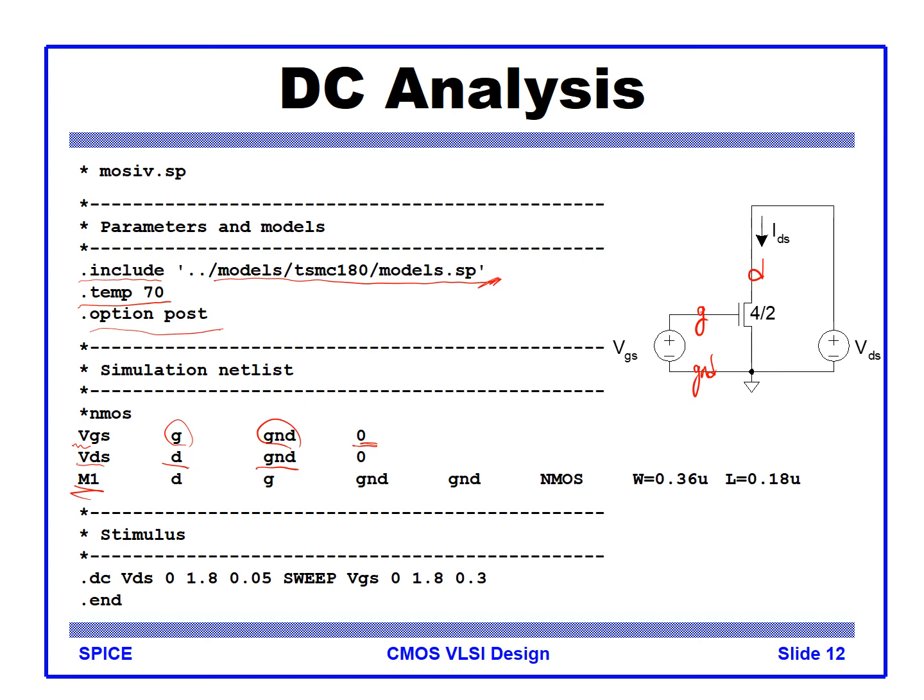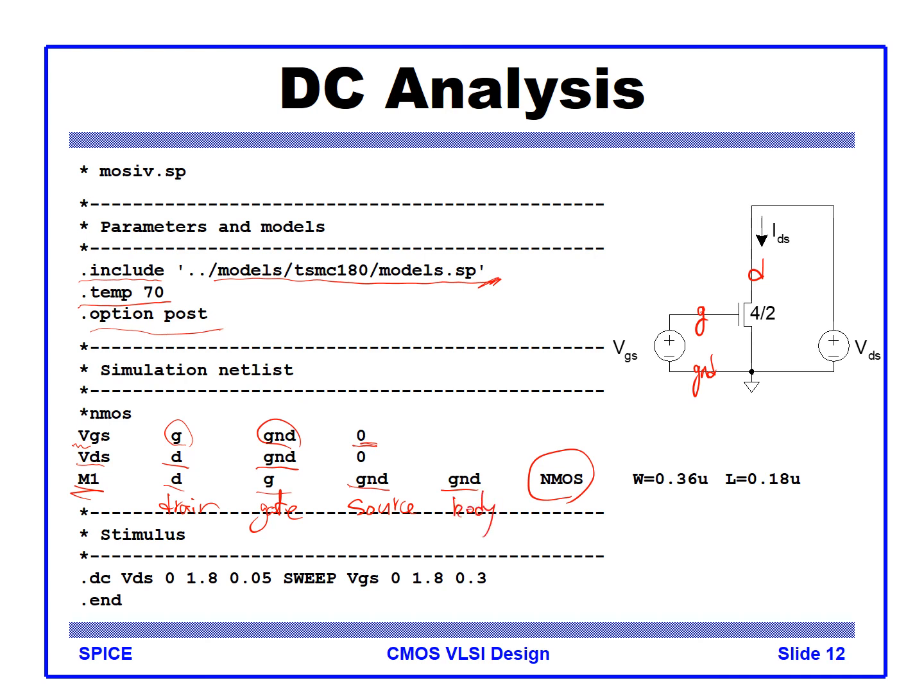So the name of the transistor is MOS here. DG, GND and GND is the transistor net. So the first is drain, the second is the gate, the third one is the source node, and the fourth node is the bulk body connection, right?